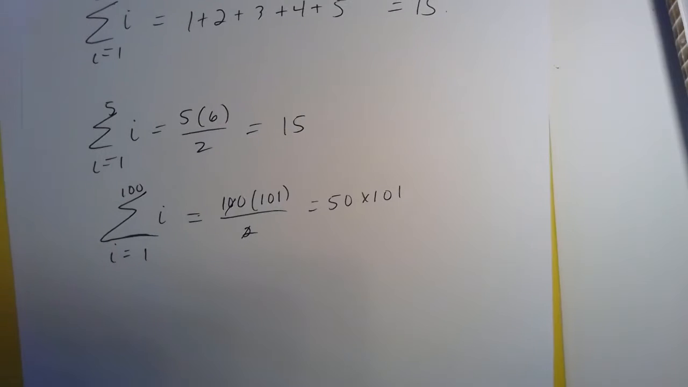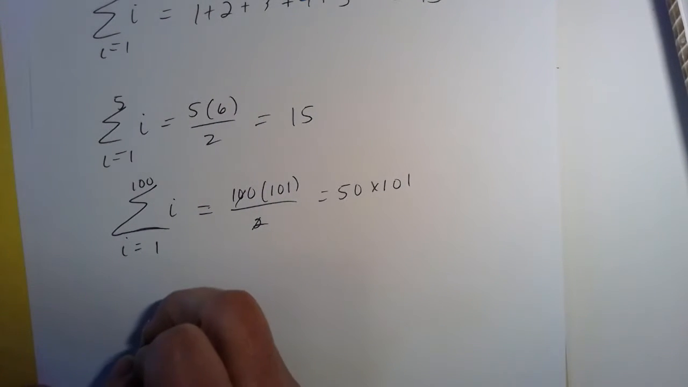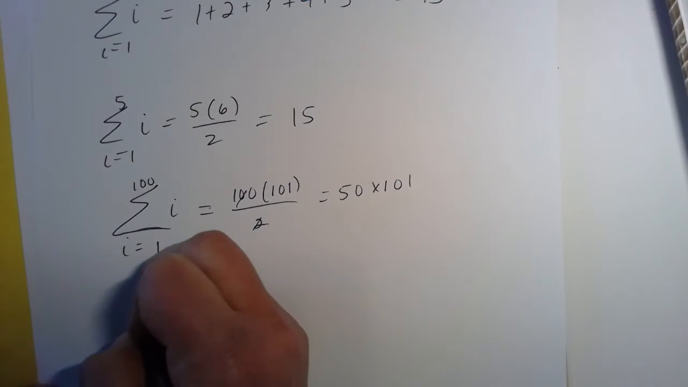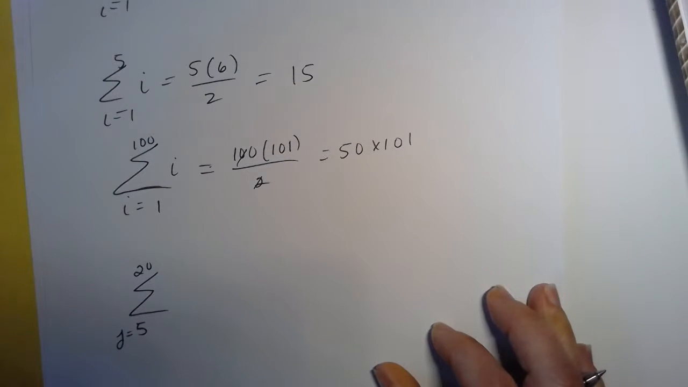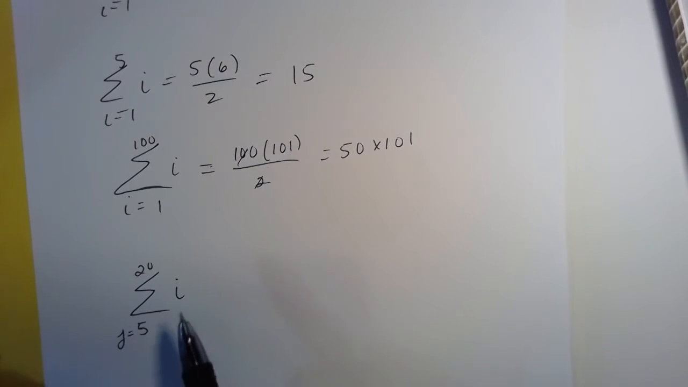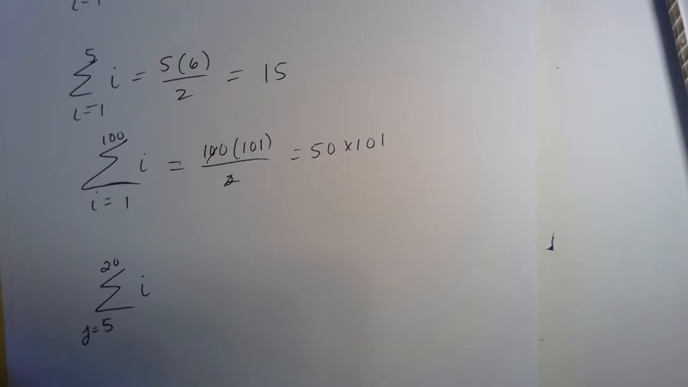All right, so what happens if I don't start at 1? What if I had the sum of j, let me use j this time, where j is 5 to 20? I just want to start with 5 and go up to 20, but that's so many numbers, I don't want to add them. So I can actually use my formula.